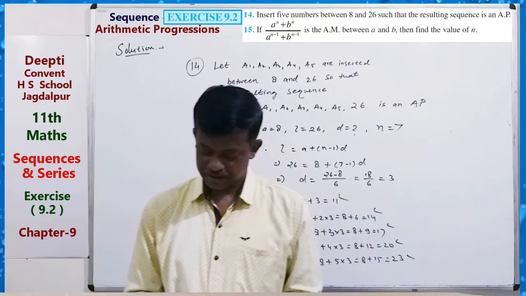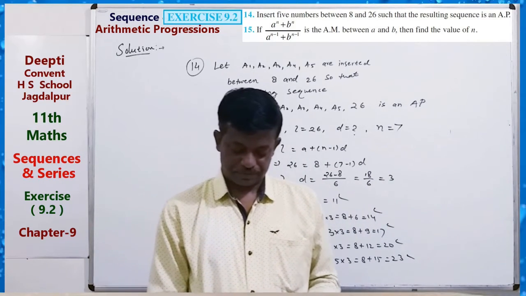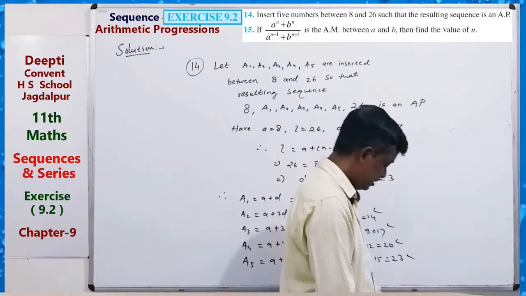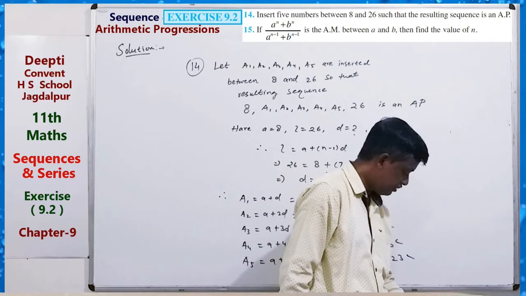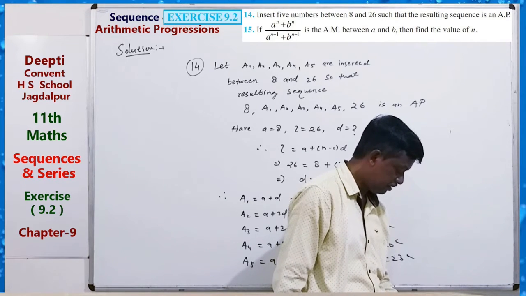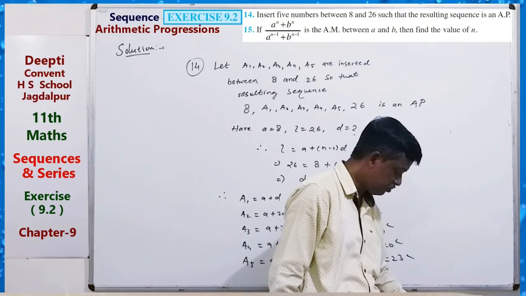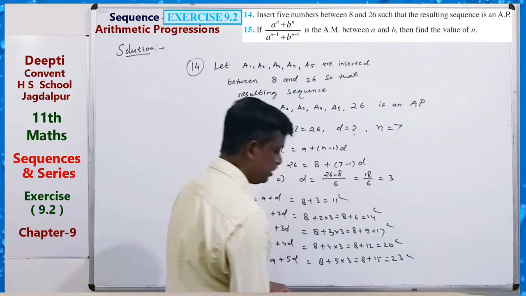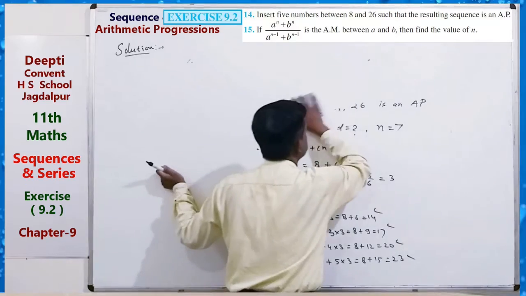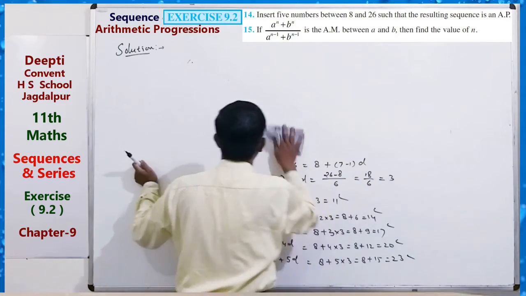Here, question 15. The question 15 is given just like this. If a to the power n plus b to the power n upon a to the power n minus 1 plus b to the power n minus 1 is the AM between a and b, then find the value of n. So AM means arithmetic mean, arithmetic mean between two numbers.